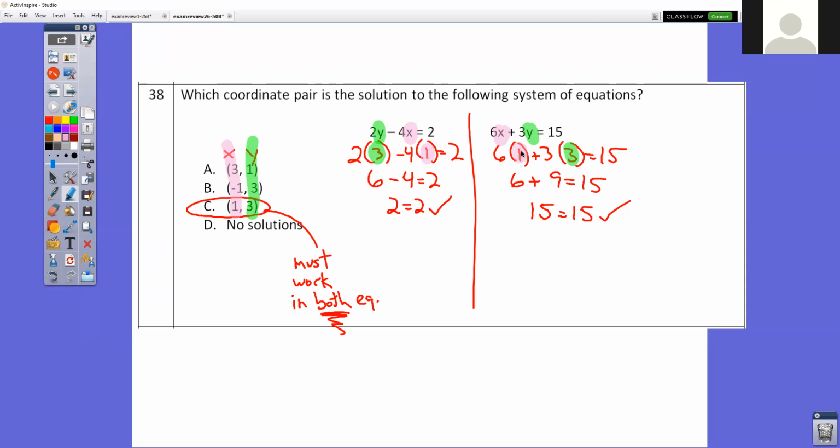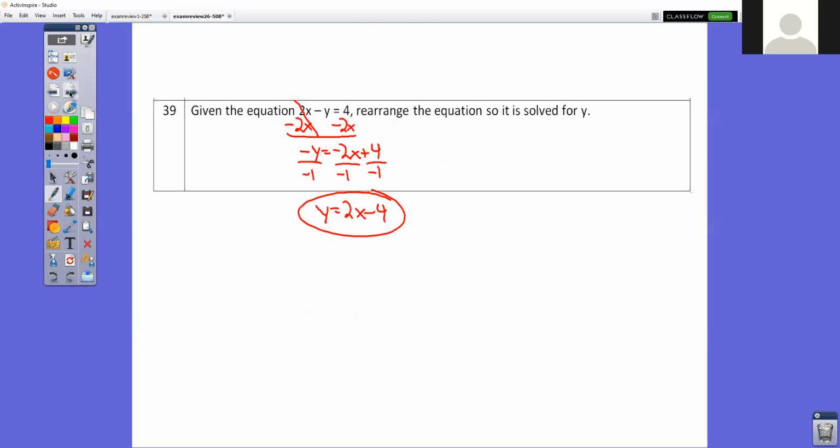Notice that they're trying to trick you. This one doesn't go in order, x, y. In this equation, the y comes first and then the x. So sub those numbers in and you want to see which one checks in both equations. It has to check in both equations for it to be the correct answer. The only one that checks in both equations is 1, 3. When you sub in 1 and 3, you get 2 equals 2. When you sub in 1 and 3, you get 15 equals 15.